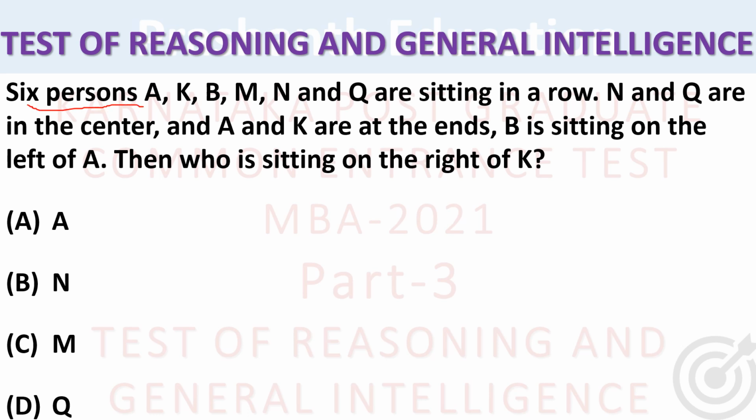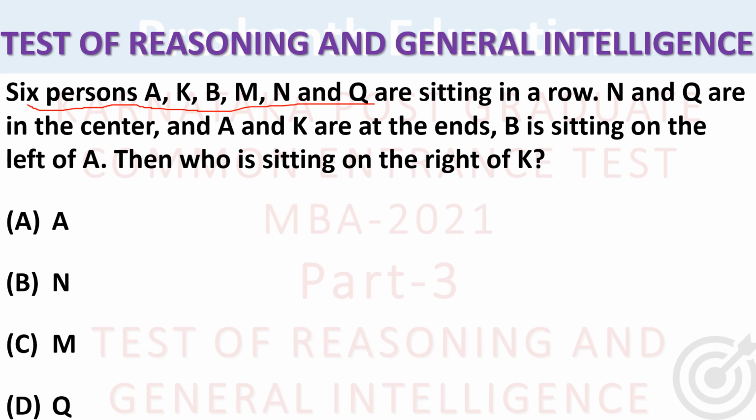Okay, six persons A, K, B, M, N and Q are sitting in a row. We don't know which direction they are facing, north side or south side, nothing is given. N and Q are in the center and A and K are at the ends. And B is sitting on the left of A, then who is sitting on the right of K?